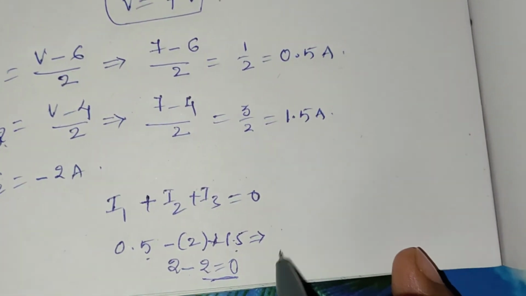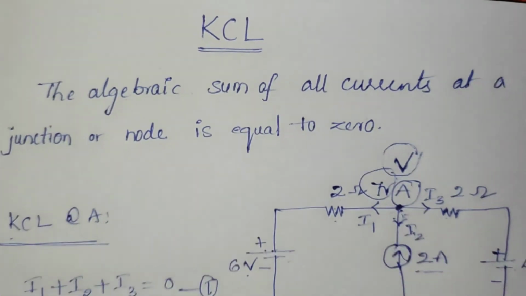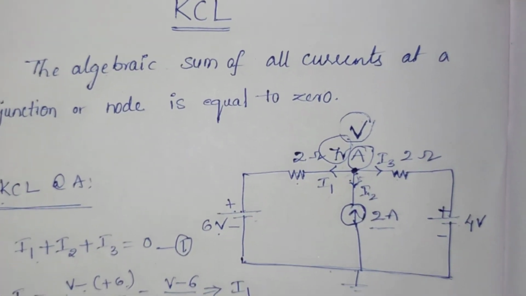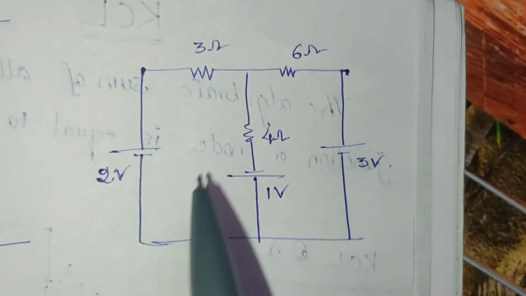Okay, so this is nothing but KCL, Kirchhoff's current law. That is, the algebraic sum of currents at a node or junction is 0. Okay, so this is one example for KCL. Let us go to the problem. So this is our problem.